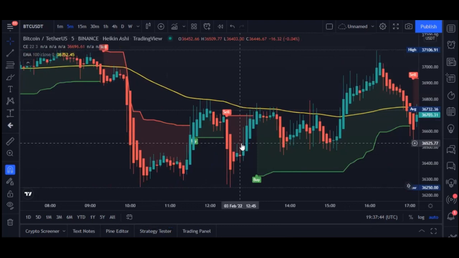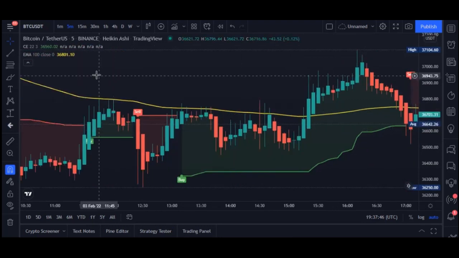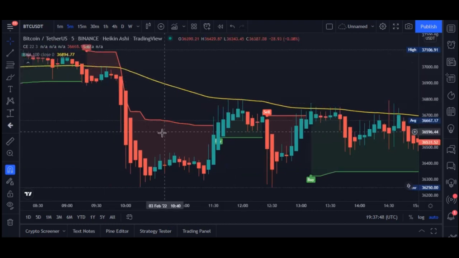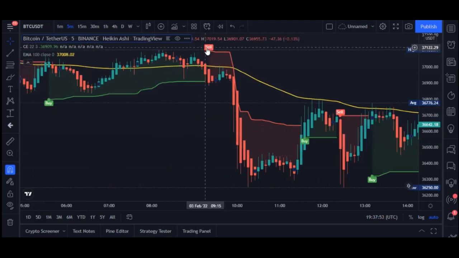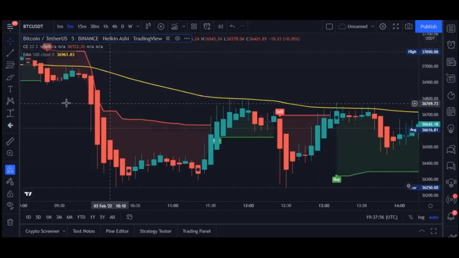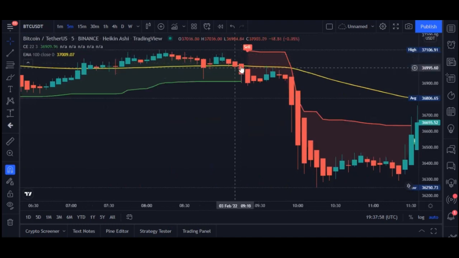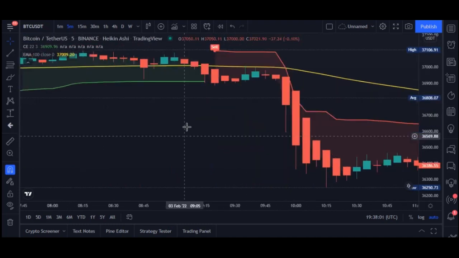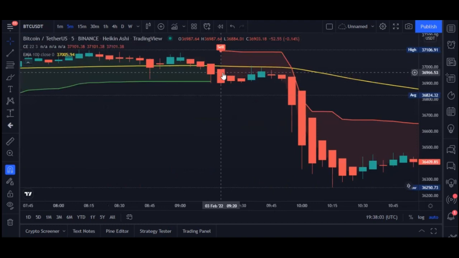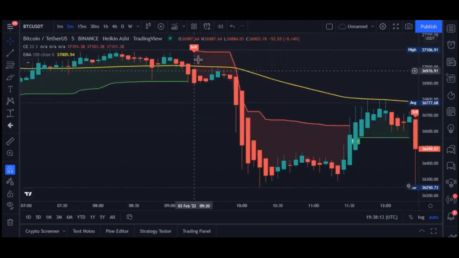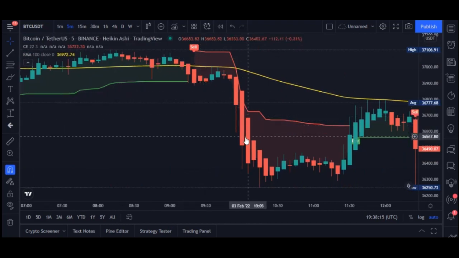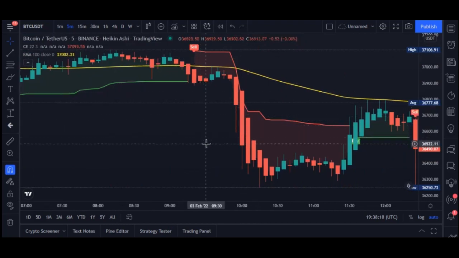If these candlesticks are trading below this 100 moving average, you are only going to look for a sell signal. For instance, this sell signal appeared on this candlestick here, and the candlestick actually traded below the 100 moving average, the EMA here. So I would have confidently taken this trade. Whenever you see a signal and the candlesticks are trading below the 100 moving average line, go and take that signal.